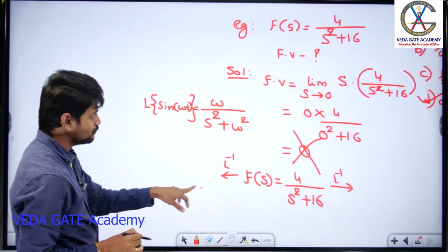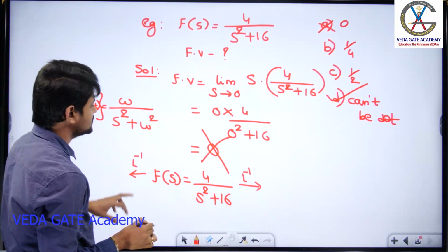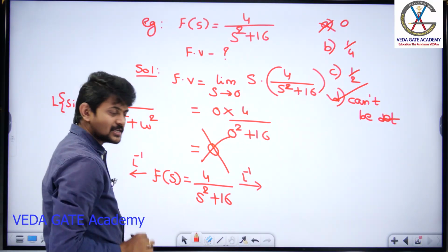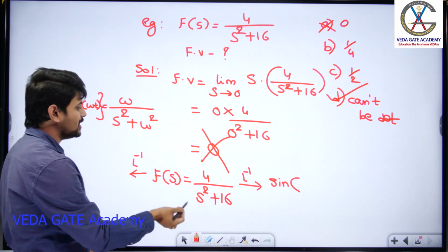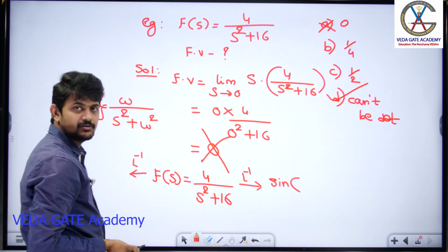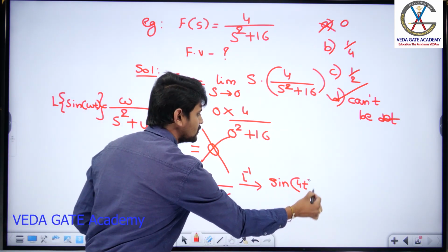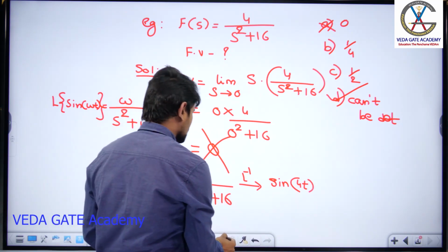Let me move to the original position so that you are able to visualize, right? So if you are taking the inverse Laplace transform of this one, sine omega t, what are you going to get? What is the value of omega here? 4 by s square plus 4 square. So you are going to get sine 4t. Let me try to draw the waveform corresponding to this.